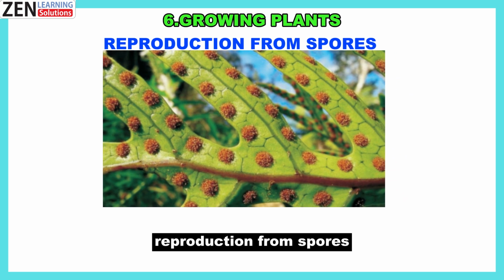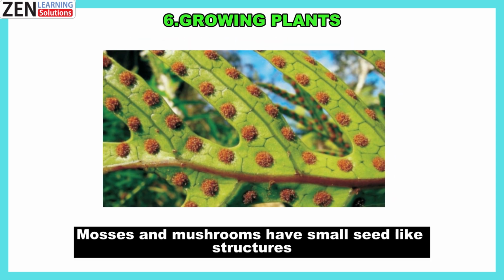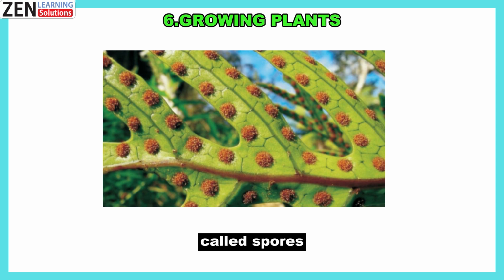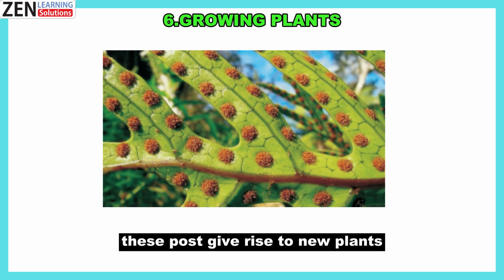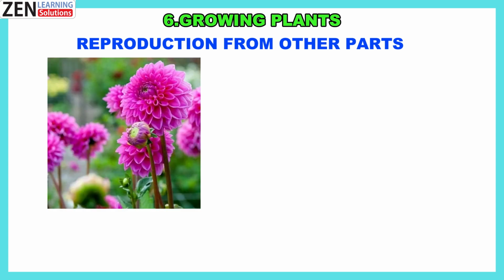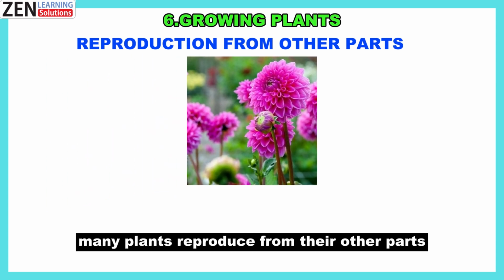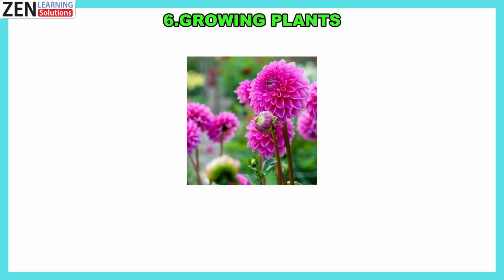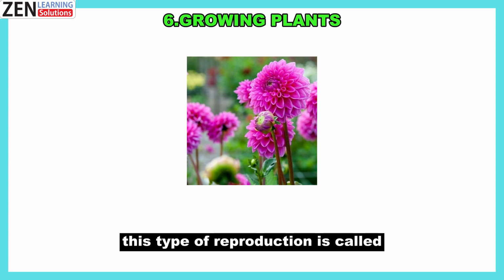Reproduction from spores. Plants like ferns, mosses and mushrooms have small seed-like structures called spores under their surface. These spores give rise to new plants when the conditions are favorable. Reproduction from other parts. Many plants reproduce from their other parts. This type of reproduction is called vegetative propagation.